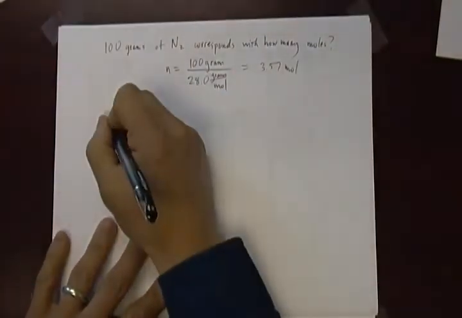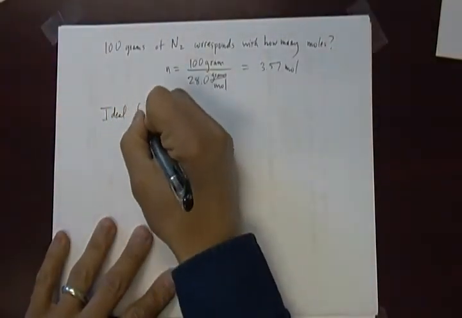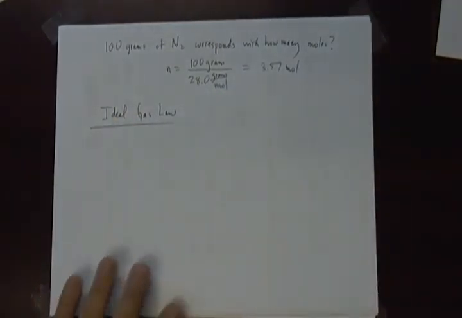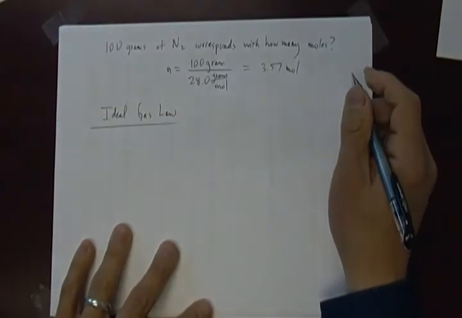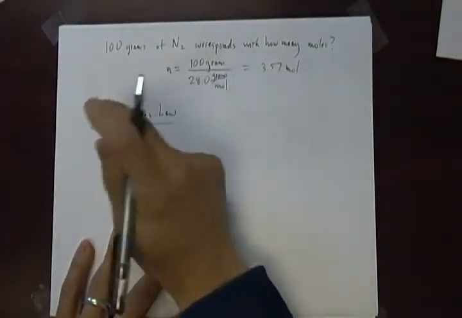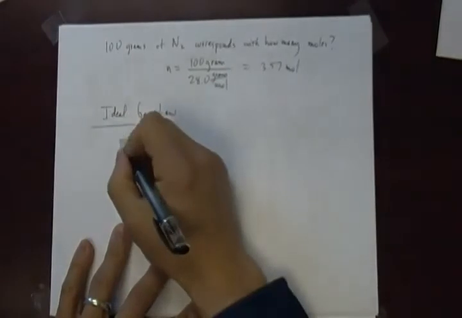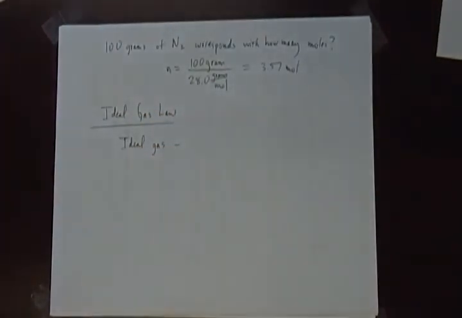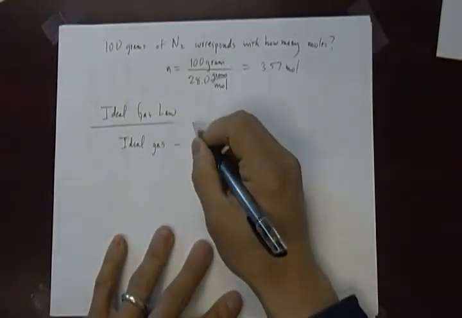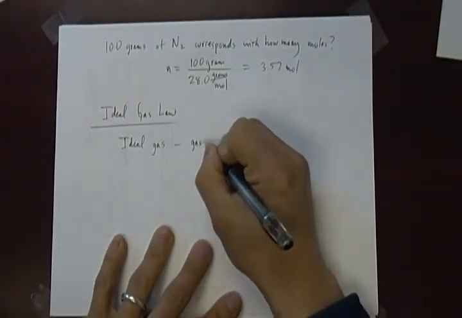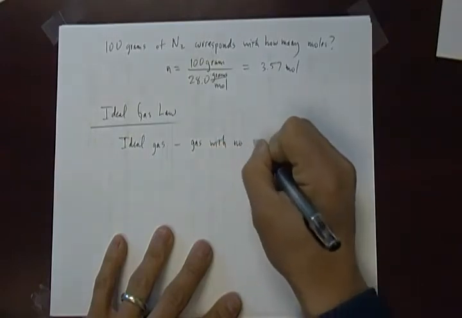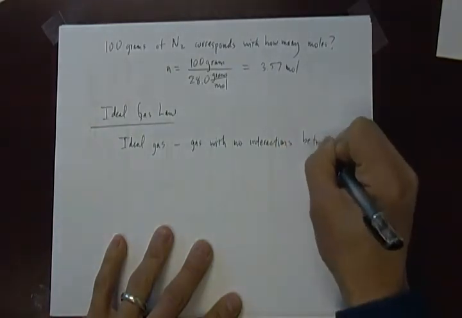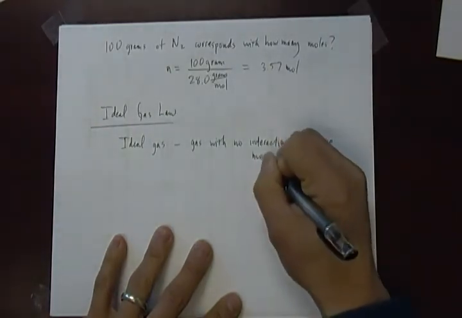Otherwise, let's go on to talk about the ideal gas law, which I'm sure you've heard at some point, probably in chemistry again. So let's consider an ideal gas. So what is an ideal gas? An ideal gas is a gas that has no interactions between the molecules.